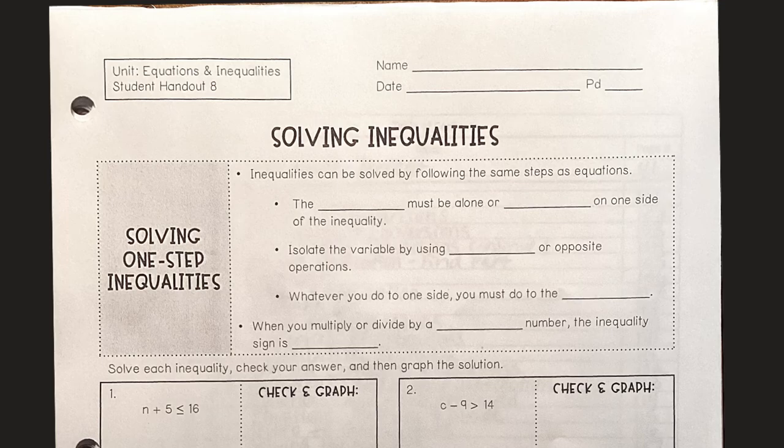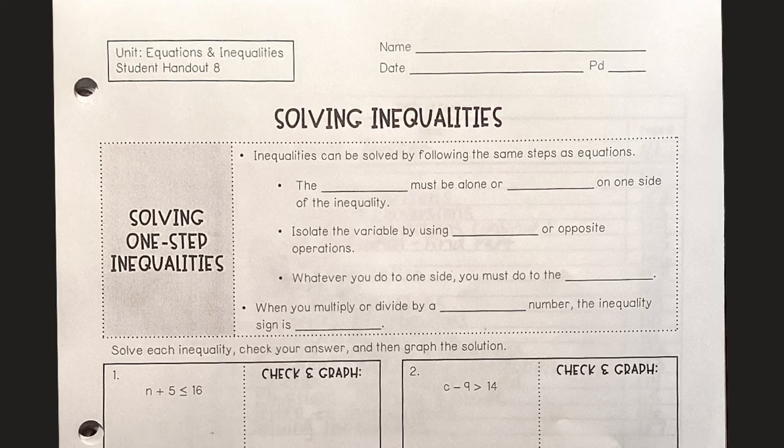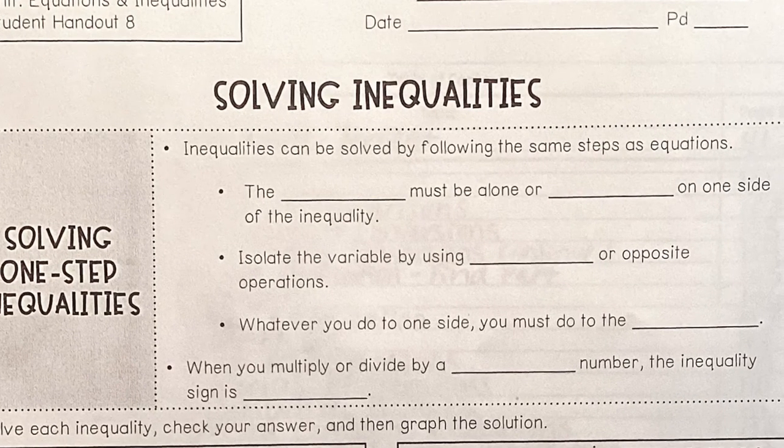Number one, the variable must be alone. So in that first blank there, I want you to write alone, or the variable must be alone, or it must be isolated on one side of your inequality. So just like our equations, we're going to want that variable to be on one side of the inequality.